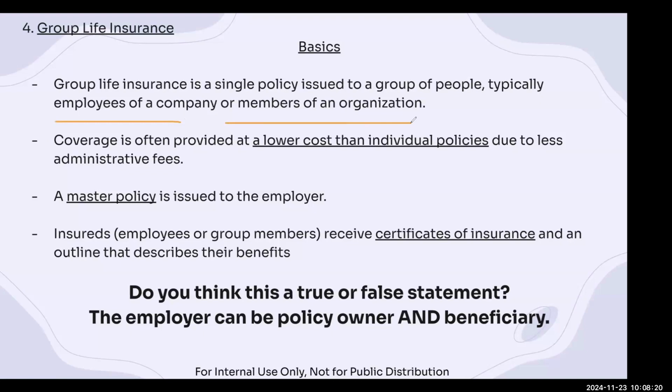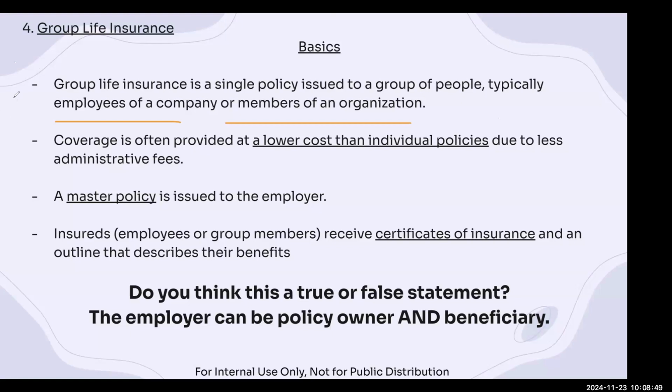Now, why is this third-party ownership? Well, usually with the company, we have an employer, and the employer will be the owner, and the employees are the insured. Same thing with the members of an organization. We can have someone who's leading the organization as the policy owner, and the members being the insured. So that would be an example if we go back to the definition of third-party ownership.